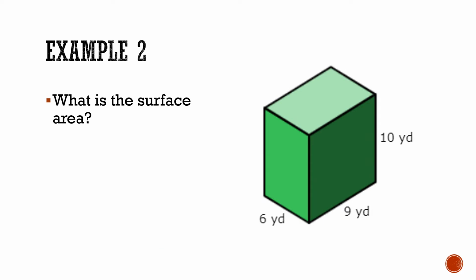Okay, example 2 is also a rectangular prism. So go ahead and pause your video. Remember, there are 6 sides to this. So you should have kind of 3 dimensions that you've multiplied each of those by 2 in order to come up with your total surface area.